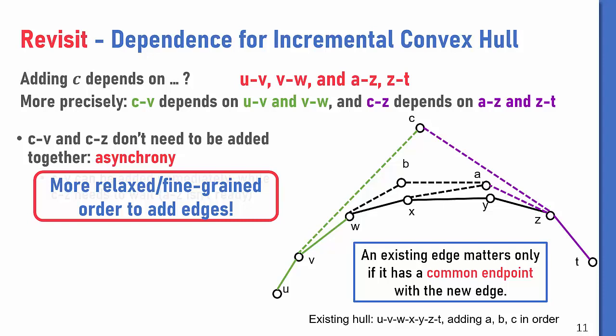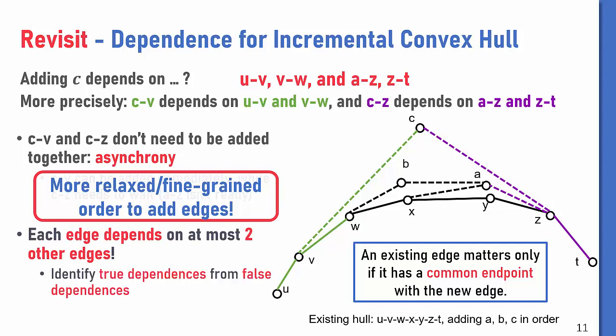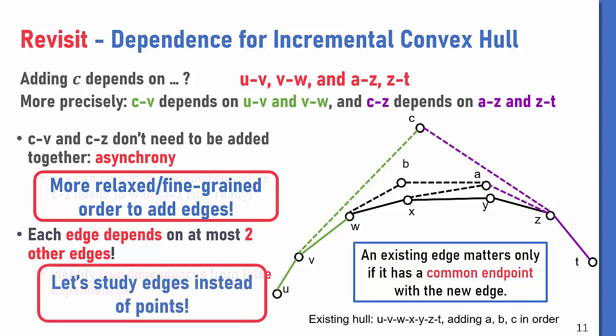Then another new finding is each edge depends on at most two other edges. This helps us identify the true dependencies from the false dependencies. This solves our previous issue where any point can have an arbitrarily large number of dependencies. Here, each edge only has two dependencies. So, why don't we study the edges?